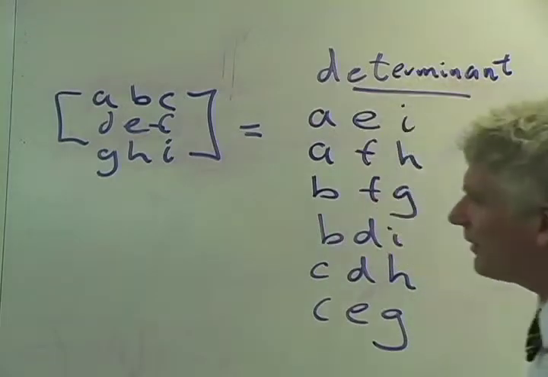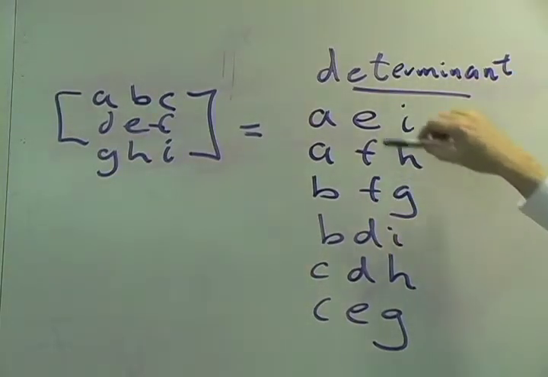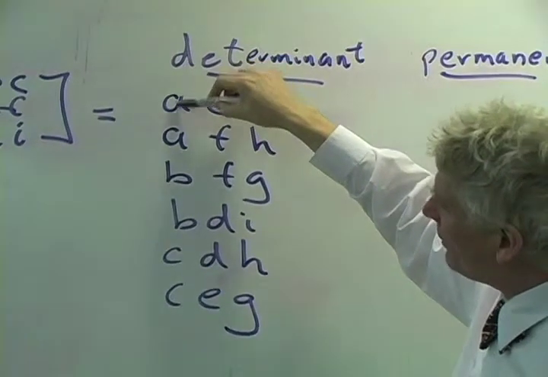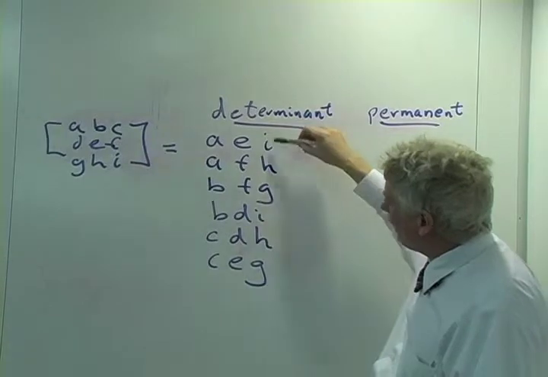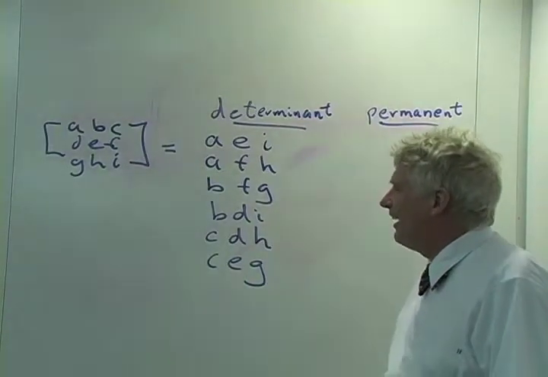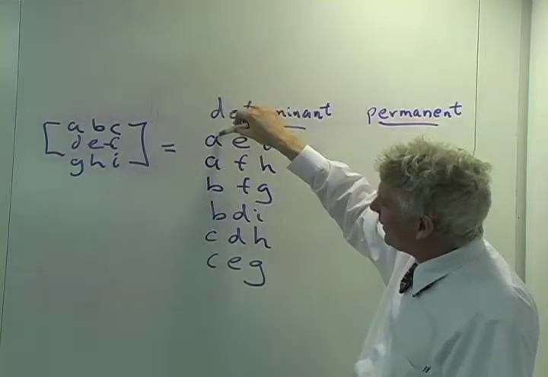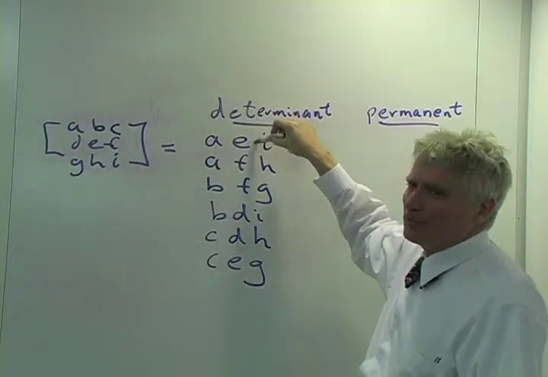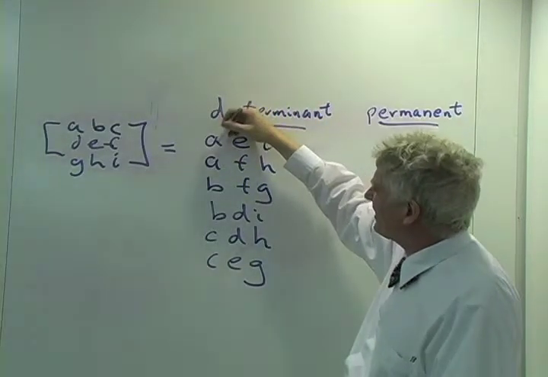And if you work it out, you'll find that these are the 6 ways that here I can pick one element from row 1, and one element from row 2, and one element from row 3. And I've arranged things so that every one of these picks exactly one element from each row and exactly one element from each column. So it's a little clearer if I do it like this.